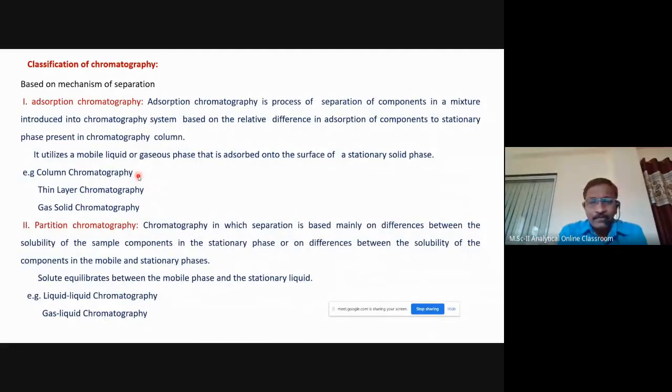Then partition chromatography, that is the chromatography in which separation is based mainly on the difference between the solubility of the sample component in the stationary phase and in the mobile phase. So on the basis of their solubility pattern, how much they are soluble. Suppose one of the substances is more soluble in the mobile phase rather than the stationary phase, then which comes faster? Those substances which are soluble in the stationary phase or those substances which are soluble in the mobile phase? Anyone?